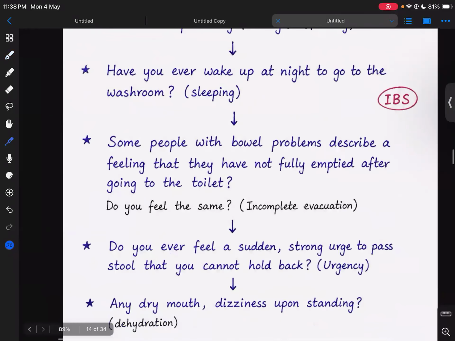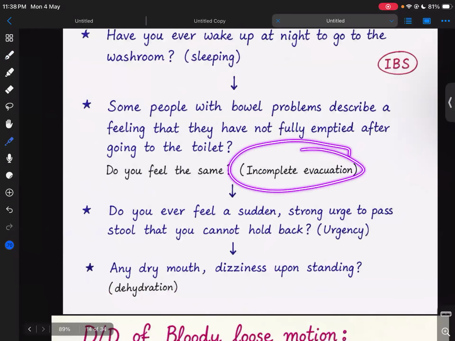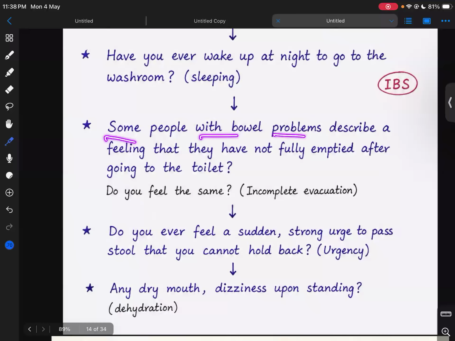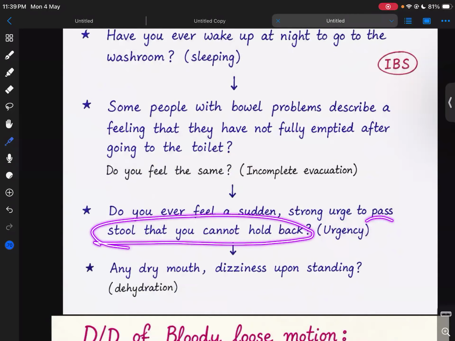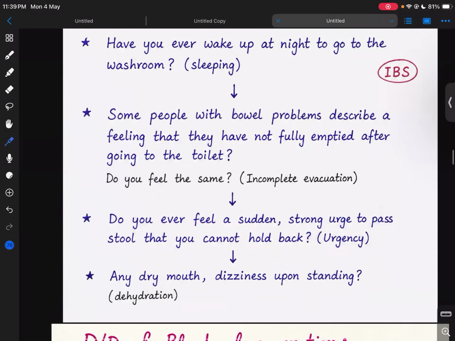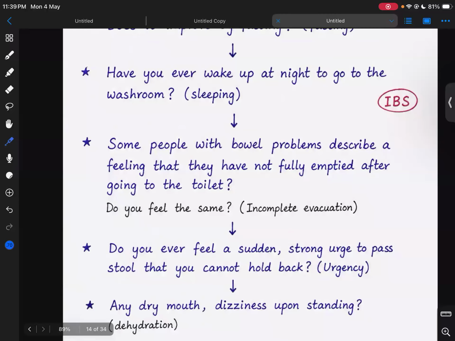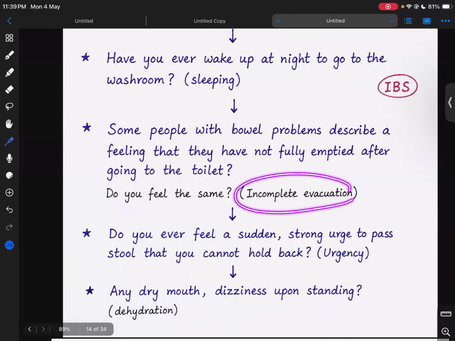How to ask this question? To rule out incomplete evacuation, we have to ask: some people with bowel problems describe a feeling that they have not fully emptied their bowel after going to the toilet. Do you feel the same? This is the question for incomplete evacuation. To rule out urgency, we have to ask: do you ever feel a sudden strong urge to pass stool that you cannot hold back? Let me know from the doctors whether everyone has understood how incomplete evacuation and urgency pathology happens and how to rule them out. Is it clear to all doctors?